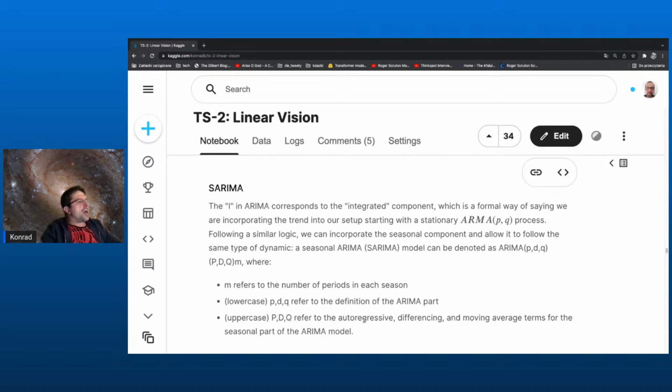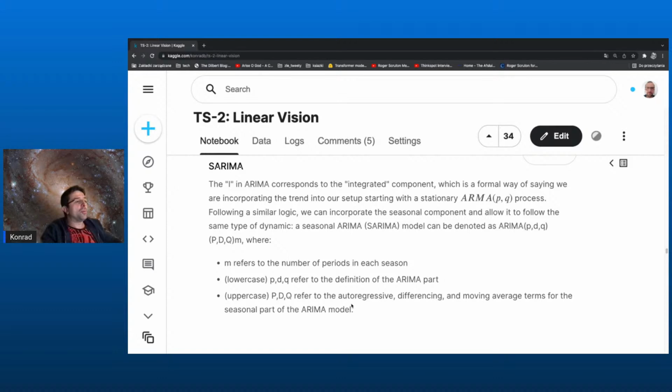Next step. The I in ARIMA corresponds to the integrated component, so the trend. Seasonality. Can we do something about seasonality as well at this point? Namely, model also the seasonal component directly. And the answer is yes.